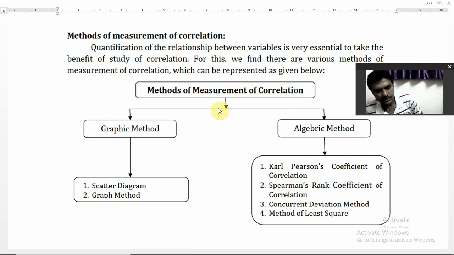So here we can see in algebraic methods, friends, Karl Pearson's coefficient of correlation is very important. This is the first algebraic method we study, and I'm going to solve an example on this.